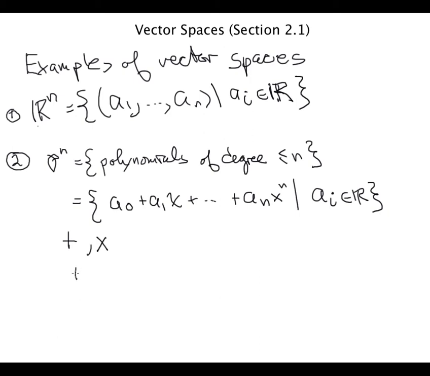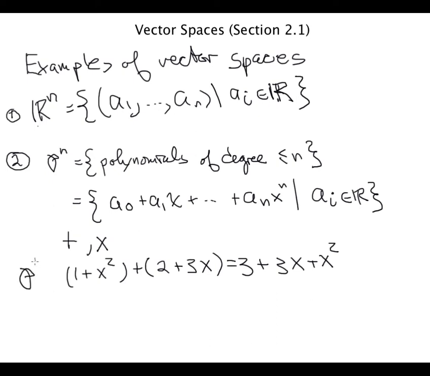So, for example, 1 plus x squared plus 2 plus 3x is equal to 3 plus 3x plus x squared. And this is all going on inside what? P2. This is a polynomial of degree less than or equal to 2. So is this, and so is that. And similarly, if you multiply 2 times 1 plus x squared in the usual algebra, you get 2 plus 2x squared.